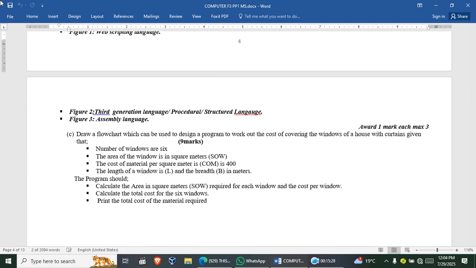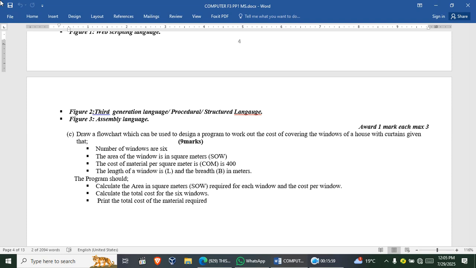Now you're supposed to draw a flowchart which can be used to design a program to work out the cost of converting the windows of a house with curtains, given that the number of windows is 6. The area of a window is in square meters, S or W. The cost of material per square meter, COM, is 400. The length of the window is L and the breadth B in meters.